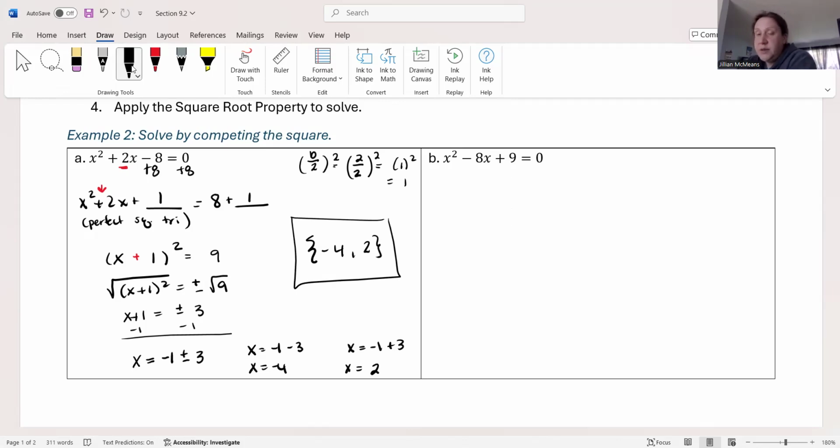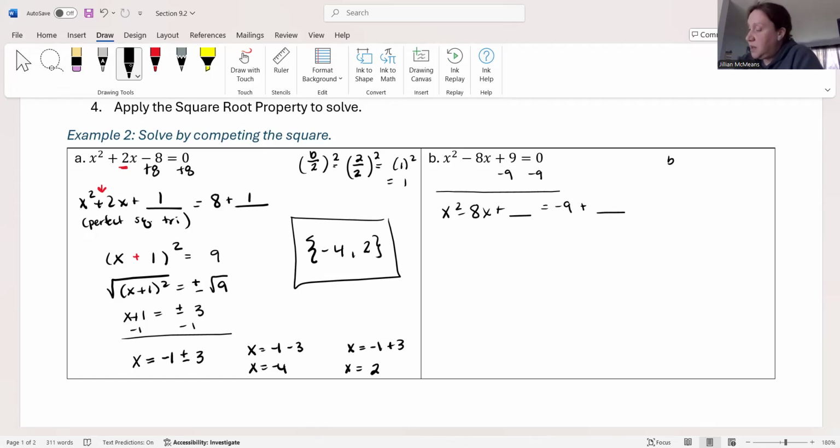So for part B, we have x squared minus 8x plus 9 equals 0. We want to get the two variable terms on one side of the equation, the constant on the other. So I'm going to subtract 9. That's going to leave me with x squared minus 8x plus, where I complete the square, equals negative 9 plus, leave a spot to complete the square. Okay?